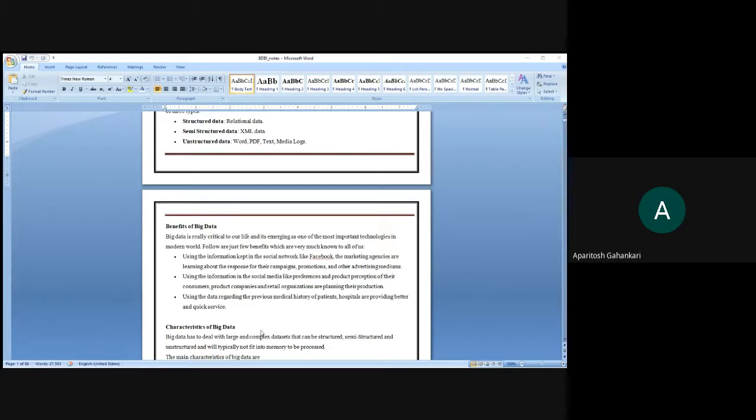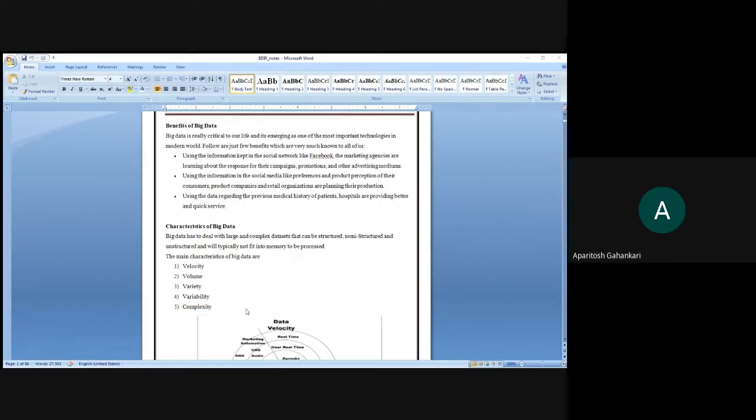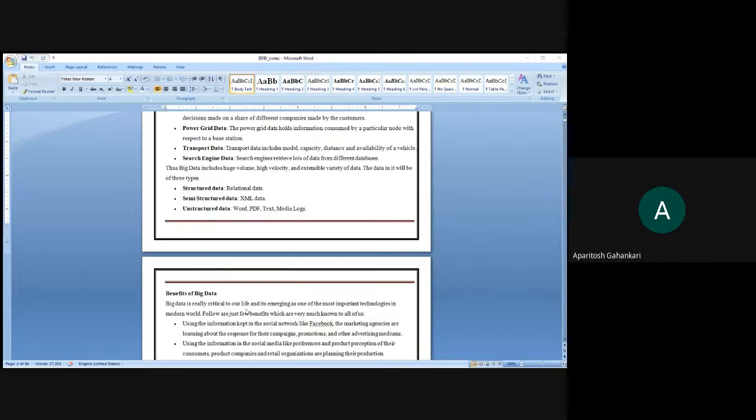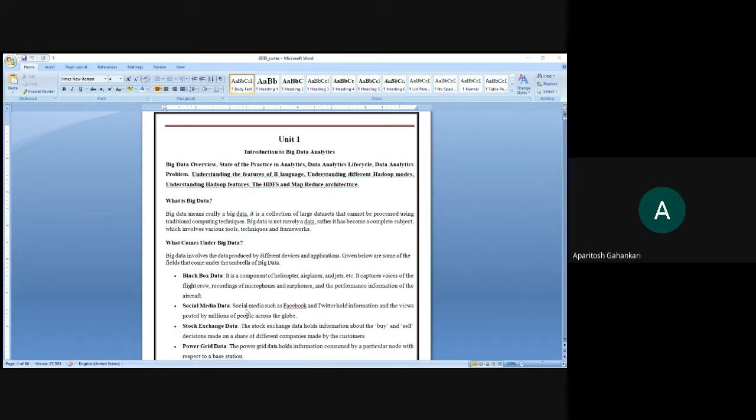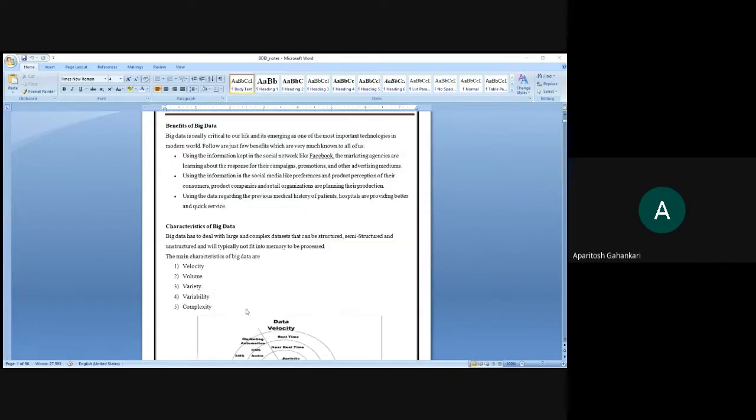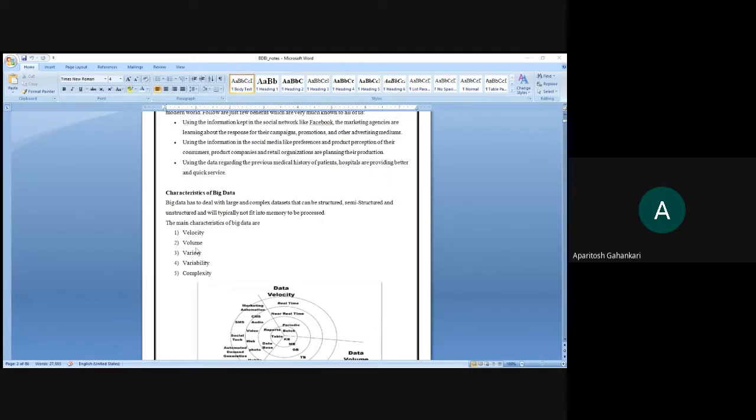Okay. Now the characteristics of big data. As we have already discussed in one of the previous definitions, it has a huge amount of volume, velocity, variety, variability and complexity. So these are the five main characteristics, and one by one we need to see them.